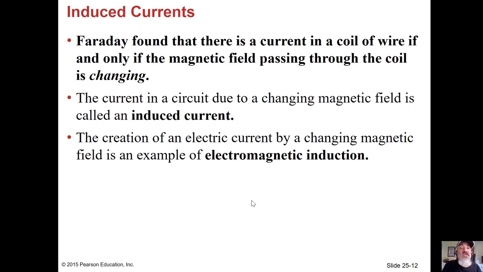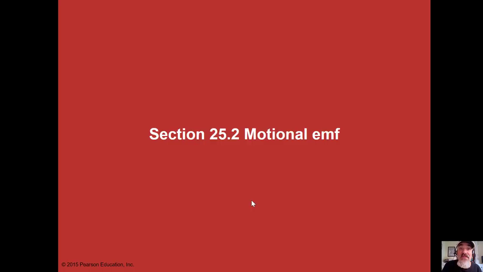Okay, so Faraday found that there is a current in a coil of wire if and only if the magnetic field passing through the coil is changing. Okay, and while it's changing, you induce an EMF. Okay, this is called electromagnetic induction. It's the idea behind generators.